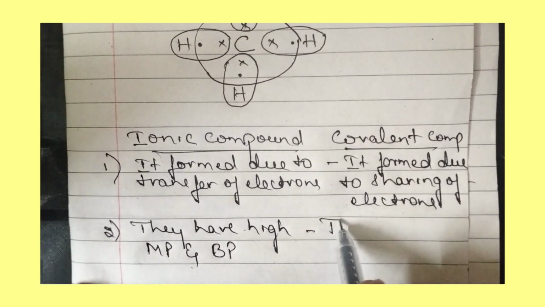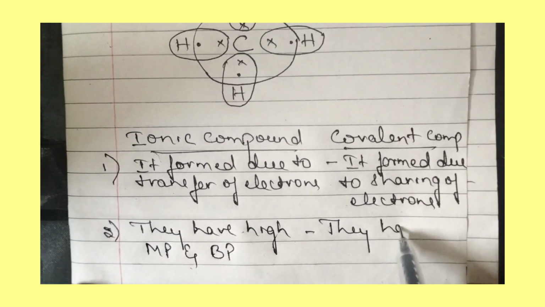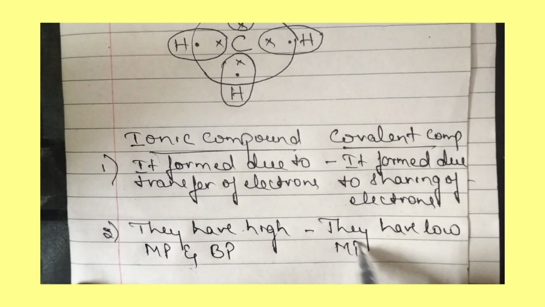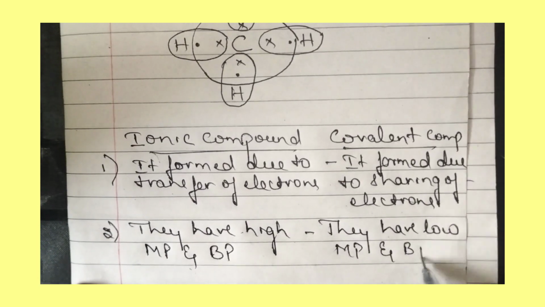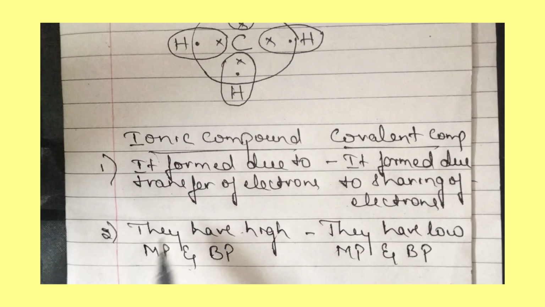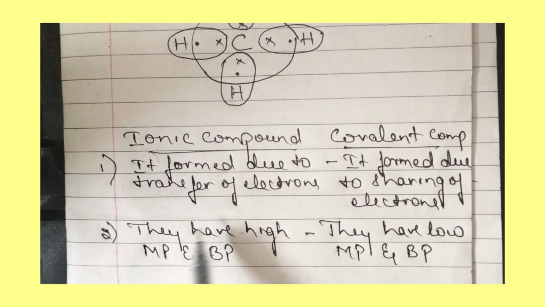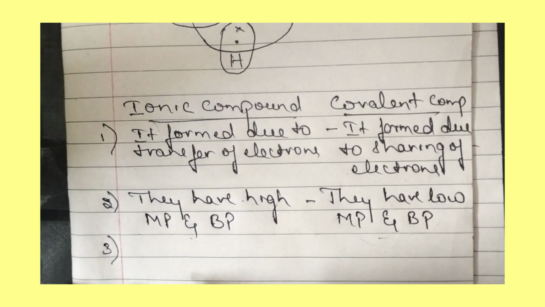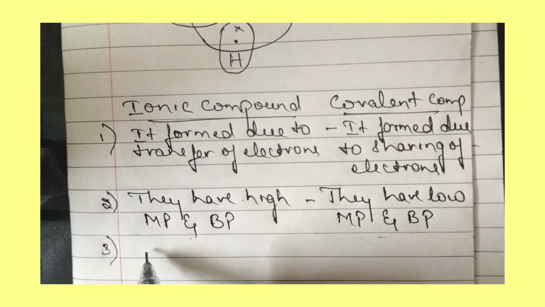On this side, covalent compounds have low MP and BP. We also saw the reason, intermolecular forces: there is a strong intermolecular force in ionic compounds, therefore MP and BP are high. Covalent compounds have weak intermolecular force, therefore they have low MP and BP. This is the second difference between ionic compound and covalent compound.